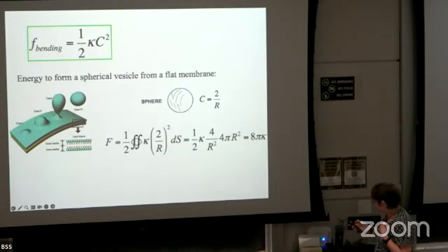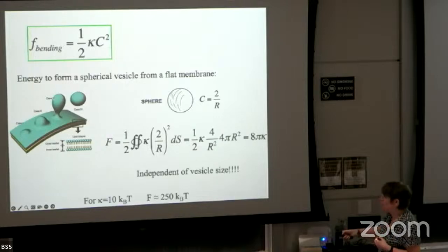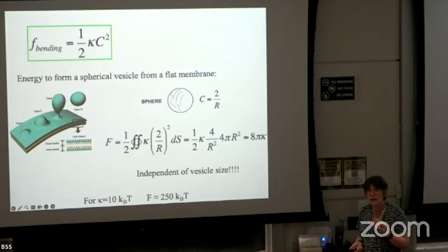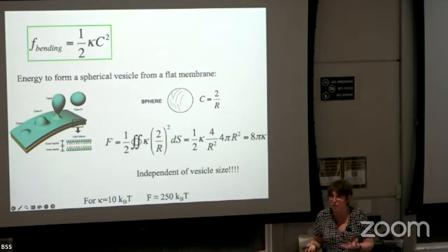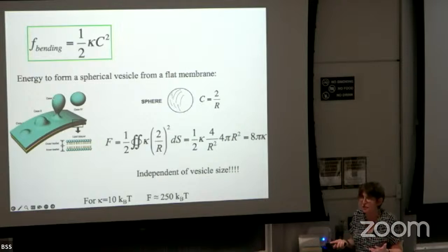But if you put in numbers, if we take a relatively low bending rigidity, you can see that the energy to form a vesicle is on the order of 250 kT. So this is not something which can be possible simply based on the spontaneous deformation of the membrane, and you need proteins to do that, right? It tells you that if you want to form a vesicle, the membrane itself cannot do it alone, it needs proteins.